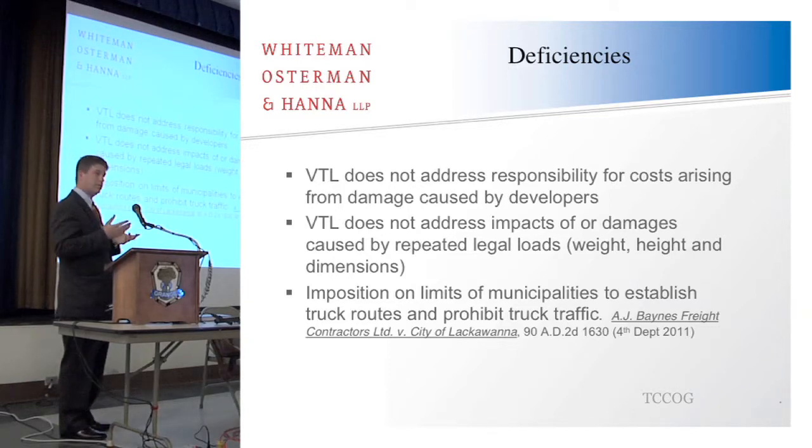So they established truck routes, and it went up to the appellate division, and the appellate division said, no, there's a limitation on your ability to create truck routes, which is that you have to provide access to state highways. In this particular case, the road went right through the city. They blocked off the road where it came in on both sides of the city, so they couldn't have access to that state road, and they had to find another way around. And the court said you can't do that.